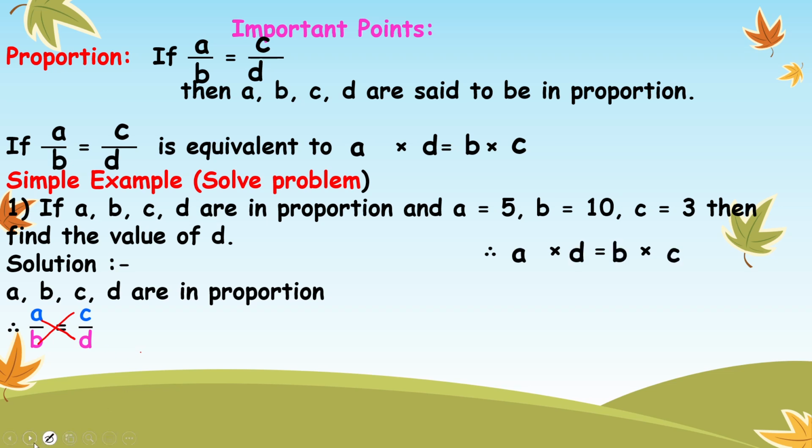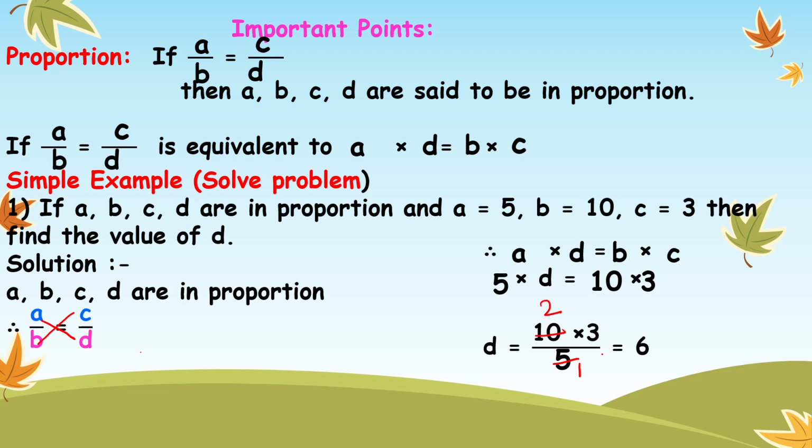Now substitute the value. Value of A is given how much? 5 into D is equal to value of B is given 10 into value of C is given 3. Now to find the value of D, we transfer this 5 to RHS, multiply becomes divide by 5. Now dividing by 5 we will get 5 ones are 5, 5 twos are 10, 2 into 3, 2 threes are 6.